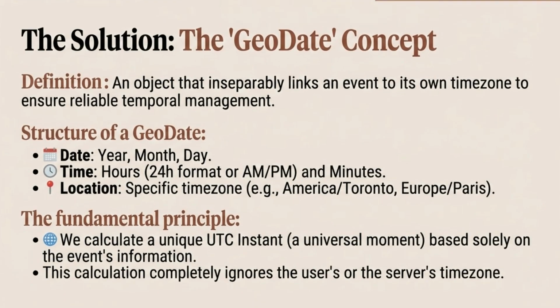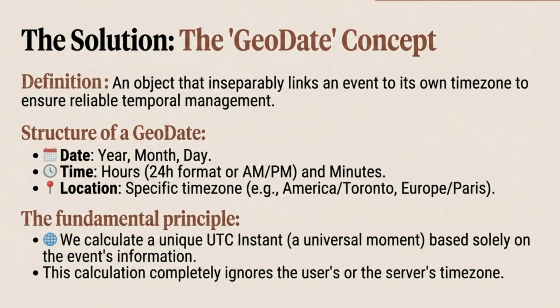To address the shortcomings of the standard system we've just discussed, we introduced the GeoDate concept. The idea is simple yet powerful. Instead of letting the system guess the context of a date, we create an object that encapsulates all the metadata required to define a specific moment unambiguously. A GeoDate doesn't just store the day and time, it systematically couples them with the specific time zone where the event occurs. Why is this a game changer for our application?